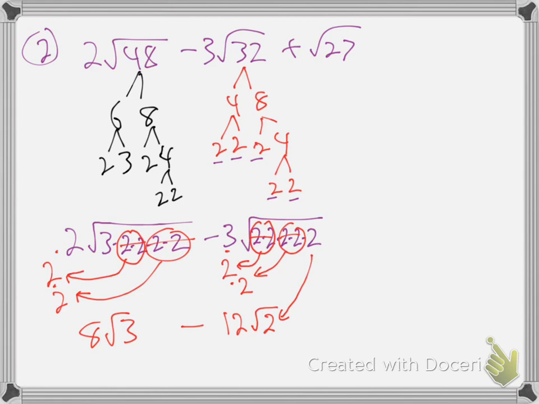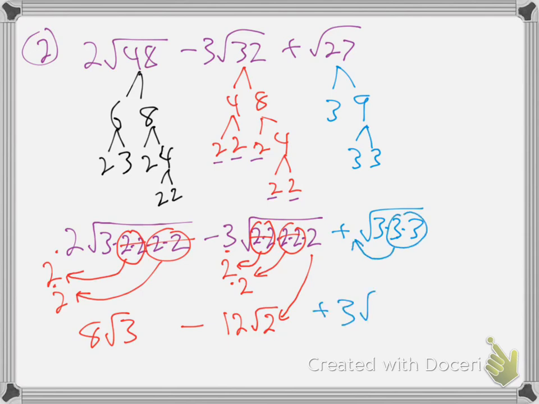Okay, and then finally the 27. Break it down. 3 times 9. It's 3 times 3. So that's 27 is 3 3's. Again, it's 2 for 1. So 2 3's in, 1 3 out. So it's plus 3 root 3. Good. So we got them all simplified now. Did all the 2 for 1 shipping out stuff.